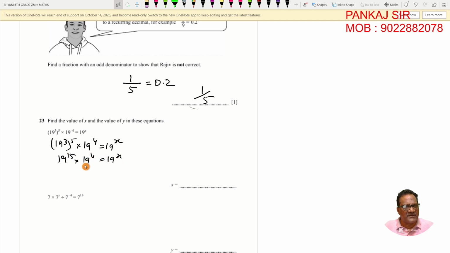Now here, because both the bases are same, 19, 19, you have to add the index. 15 plus 4 is 19. So 19 raised to 19 equal to 19 raised to x. Next, because the bases are equal, the index will be same. So 19 equal to x. So x equal to 19. My answer for x is x equal to 19.